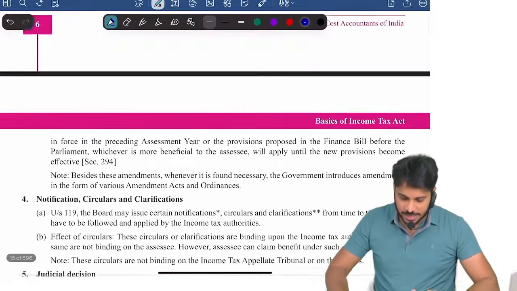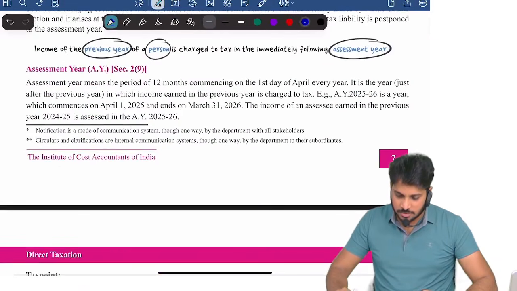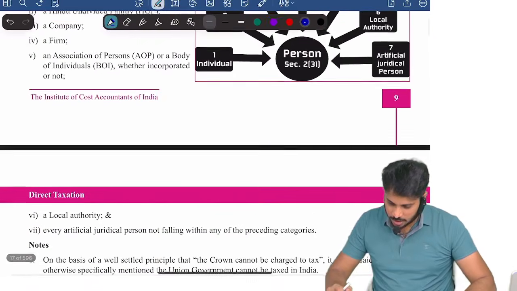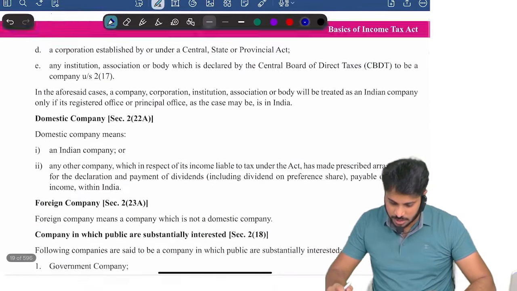Okay, next. So where is illustration 1? Page number 12. Okay, the first illustration is somewhere on page number 12.